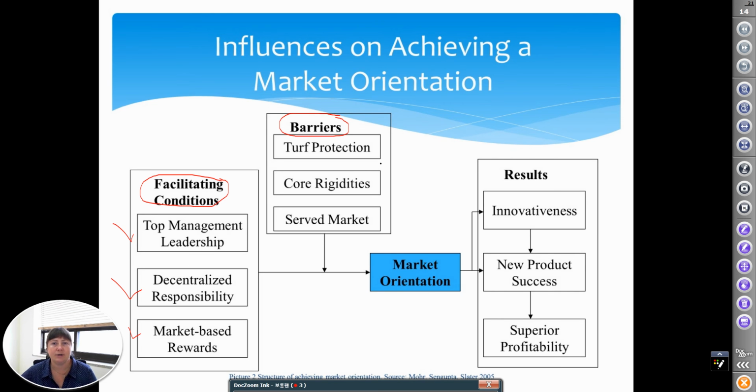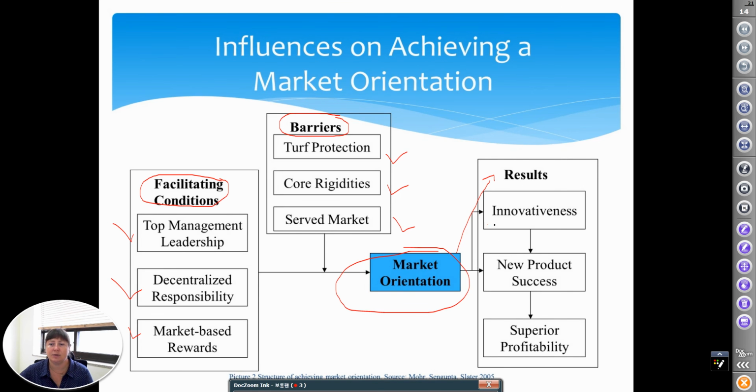What kind of barriers can we meet? It can be tariff protection, core rigidities, or served market. Please notice them and try to understand how we can manage them. But if we can manage these barriers, if we can be supported by these facilitating conditions, we can create this market orientation, and it means the result of this and benefits from the market orientation.